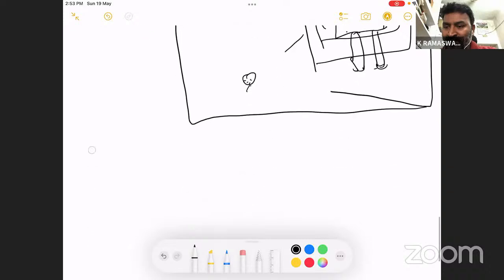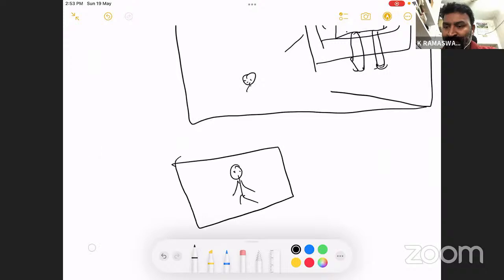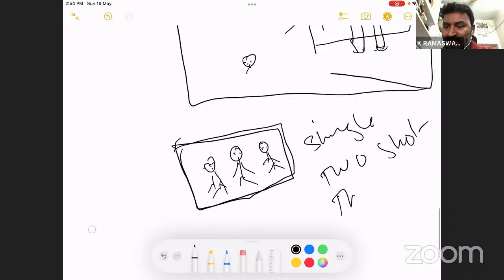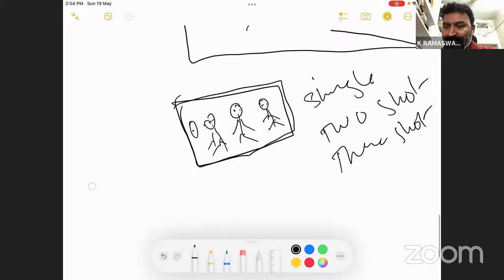Now, single person. For example, this is a screen. If you have one person, this is called a single shot. If there are two persons visible in a frame, this is called a two shot. Likewise, if you have three persons, it is a three shot. If there is another person on the screen, this is the four shot.